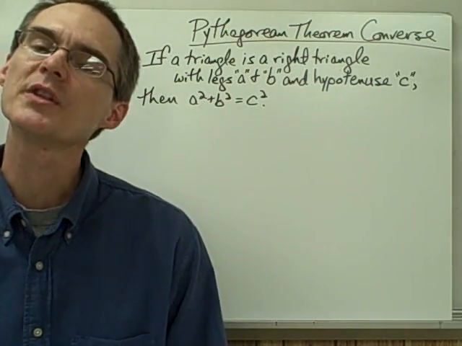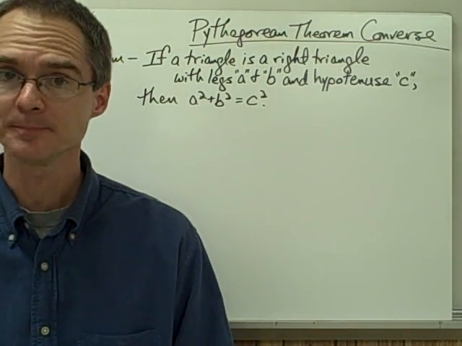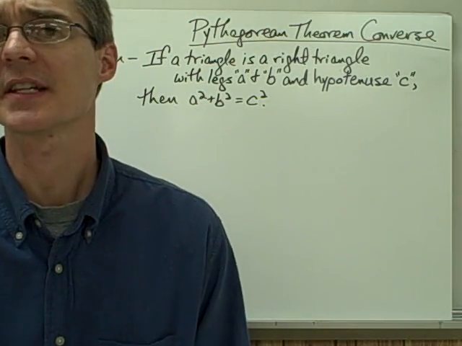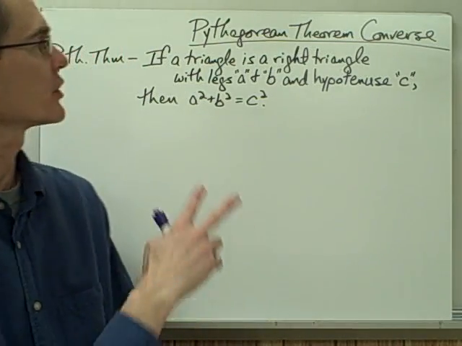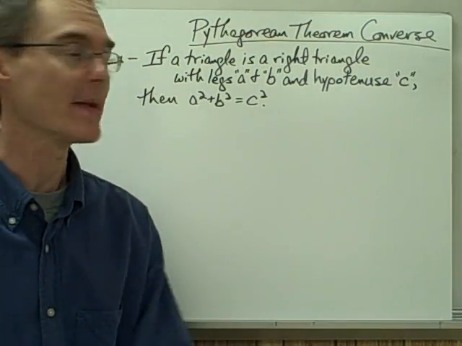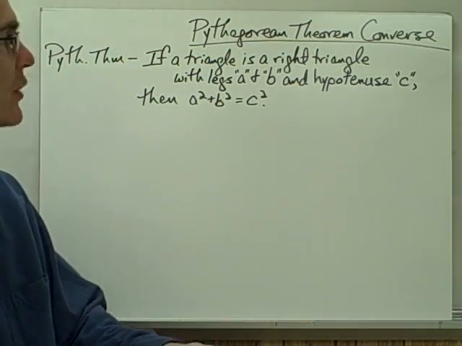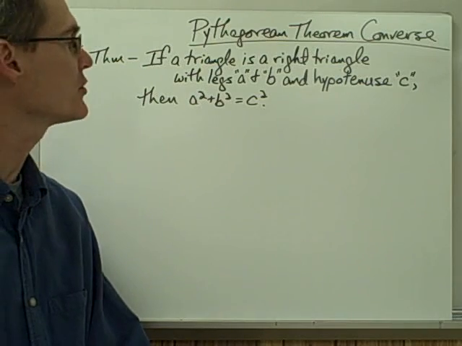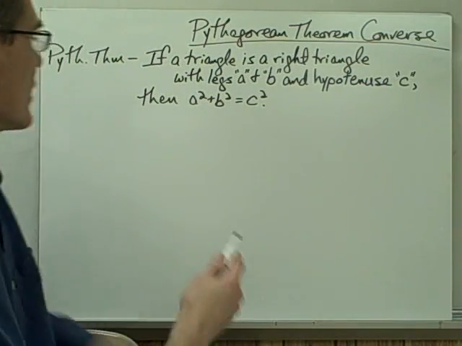Okay, in our previous video we talked about the Pythagorean theorem, and this time we're going to talk about the converse of the Pythagorean theorem. So we're going to start out by stating the Pythagorean theorem in if-then format. So if a triangle is a right triangle with legs a and b and hypotenuse c, then a squared plus b squared equals c squared.